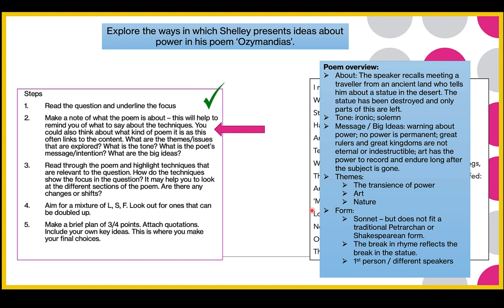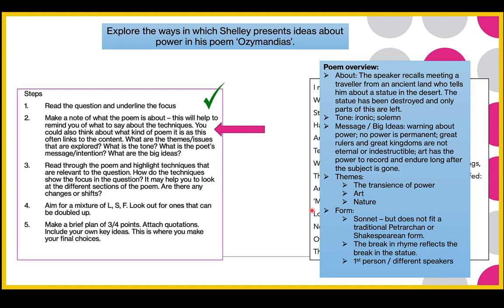Then you think about the message or the big ideas. So ultimately this is a poem that warns about power. Shelley's telling us or giving us this idea that no power is permanent and forcing our attention towards this idea that great rulers and great kingdoms are not eternal or indestructible. We're also shown that art has the power to record and endure long after the subject of that art is gone. Some of the themes that are explored: the transience of power, art itself, and nature.